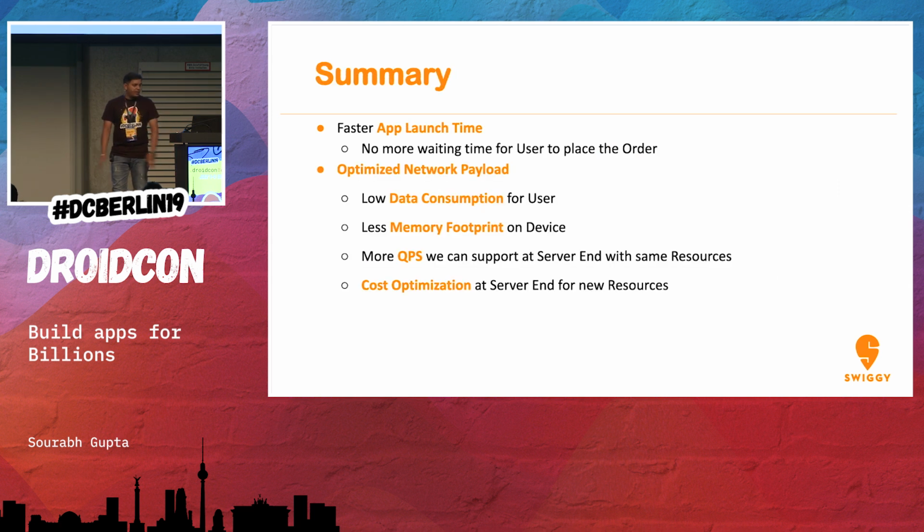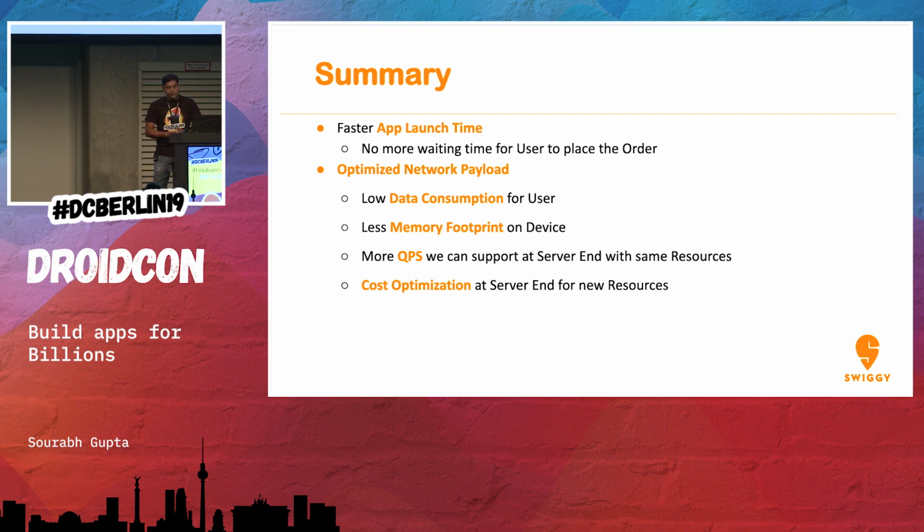Now comes the last part, summary. We now have a faster app launch time with all those best practices. No more waiting for the user to place the order. We have optimized our network payload, so there is low data consumption for the user. We are downloading less data over the network, with a smaller memory footprint on the device. If we are downloading less data for the images, the caching will also be much more efficient.